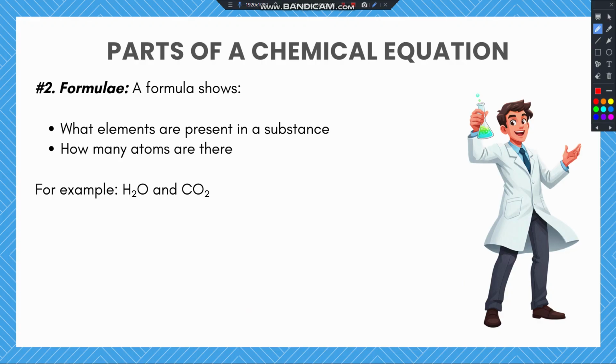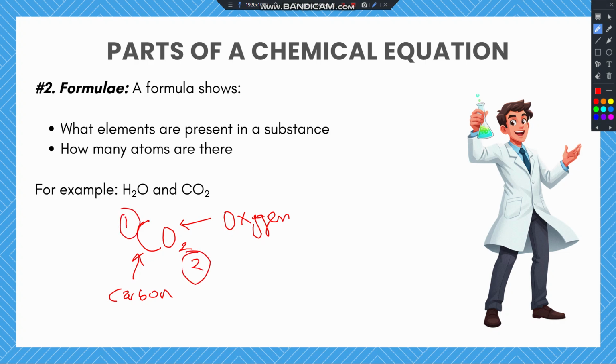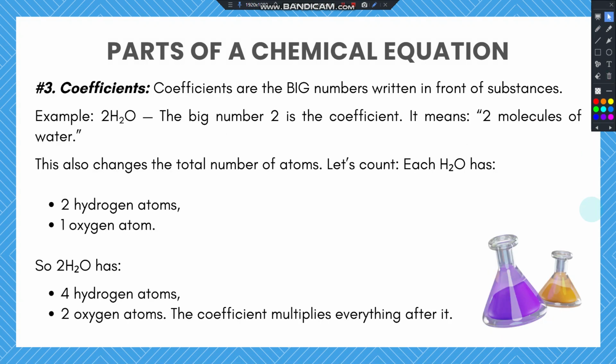Next up, we have carbon dioxide, CO2. This is telling us that carbon dioxide contains carbon, that's the name of the first element denoted by the C, and oxygen. Now, it's not just telling us the kind of elements that are present, it's telling us the number of atoms that are present. We have one atom of carbon and two atoms of oxygen. That's what it tells us. So that's what a formula is.